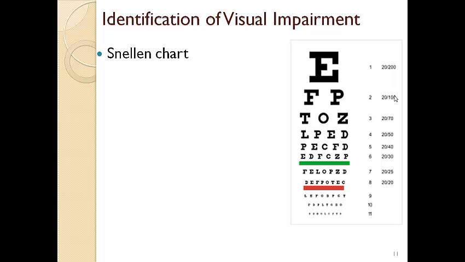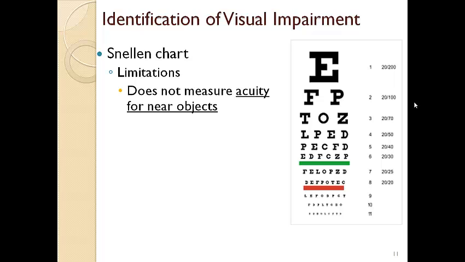So this is the most frequently used way of identifying visual impairment, but it comes with certain limitations as well. First of all, this does not measure acuity for near objects, right? We cannot depend on this measure, so other assessment methods must be used to determine if or what kind of material a person can read. And we are going to talk about what we use in schools.